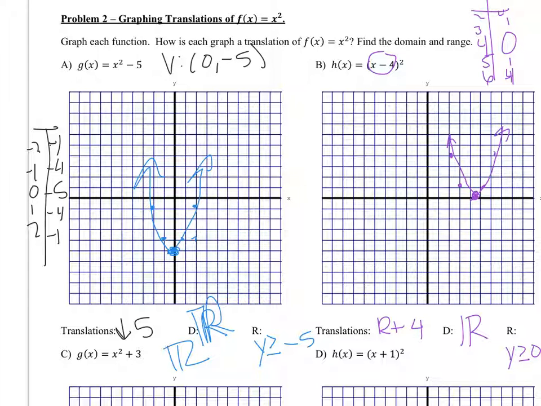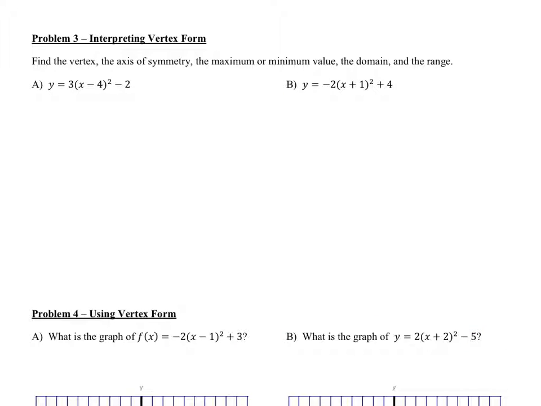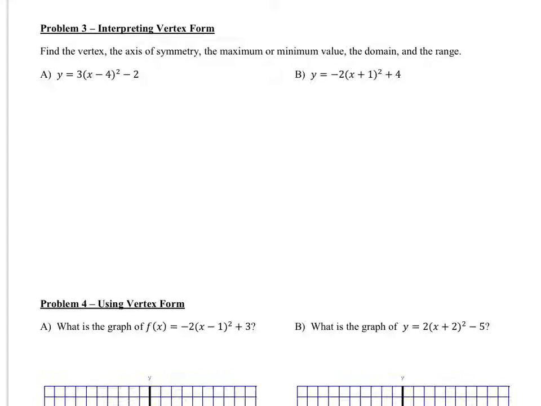So I want you to try C and D by yourself. So problem 3, I'm looking for my vertex. Remember, vertex is going to be if you move to left or right, so in this case I move right 4, and I move down 2. When I find my axis of symmetry, that dotted line is always the x value, so it'd be x is equal to 4, because it's always dependent on where your vertex starts.